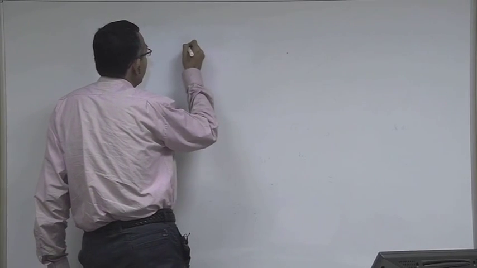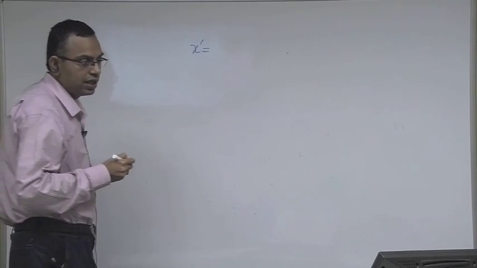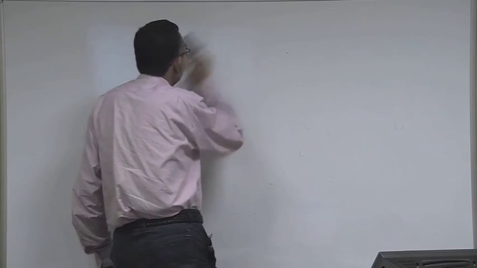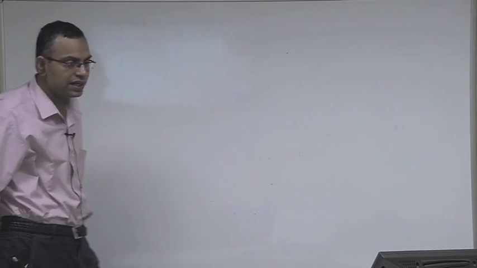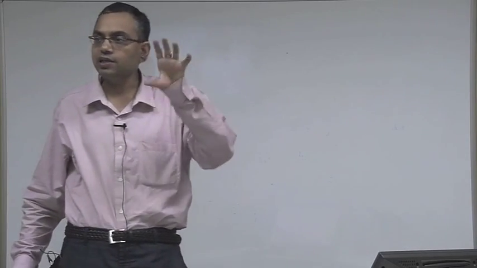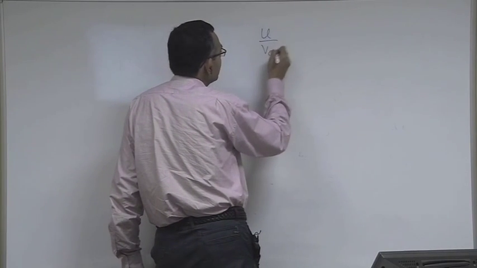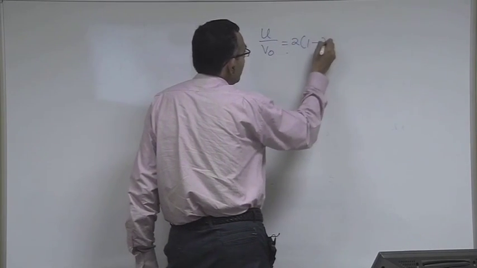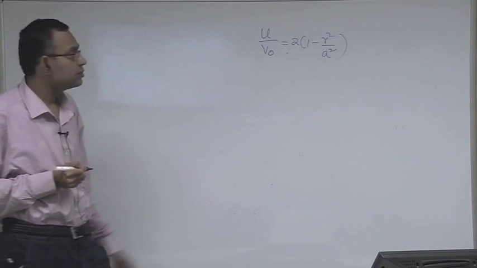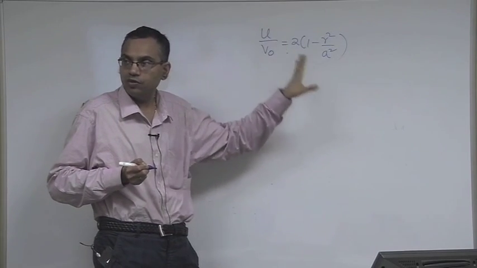So, now you assume that there is a coordinate transformation x dash. Before the coordinate transformation we will do a scaling analysis. Let us say that you have a cylindrical tube, and in the cylindrical tube there is a fully developed flow, so that u by u average is equal to 2 into 1 minus r square by a square, where a is the radius of the tube. V0 is V average. This is the Hagen-Poiseuille velocity profile, all of you can remember this.